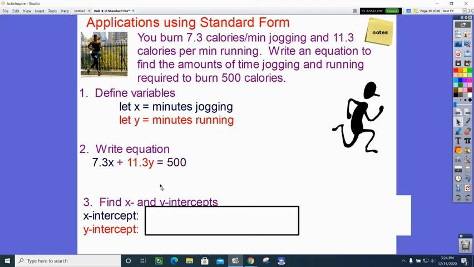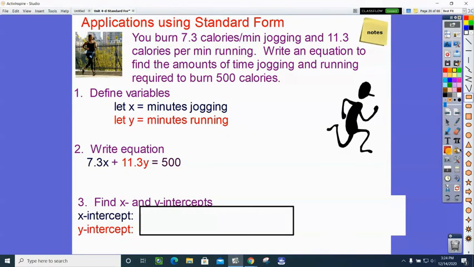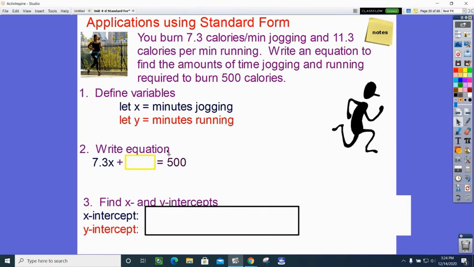So now we have to find the x and y intercepts. And here is where you really want to pick up your calculator. So remember, to find the x-intercept, we're going to let y equal 0. So this is the equation we're going to solve. To solve this one-step equation, divide 500 by 7.3, and that will be your x-intercept. And then do the same thing by letting x equal 0 and solve this one-step equation, and you'll get the y-intercept. Let's see how we do that. Go ahead, give it a try.